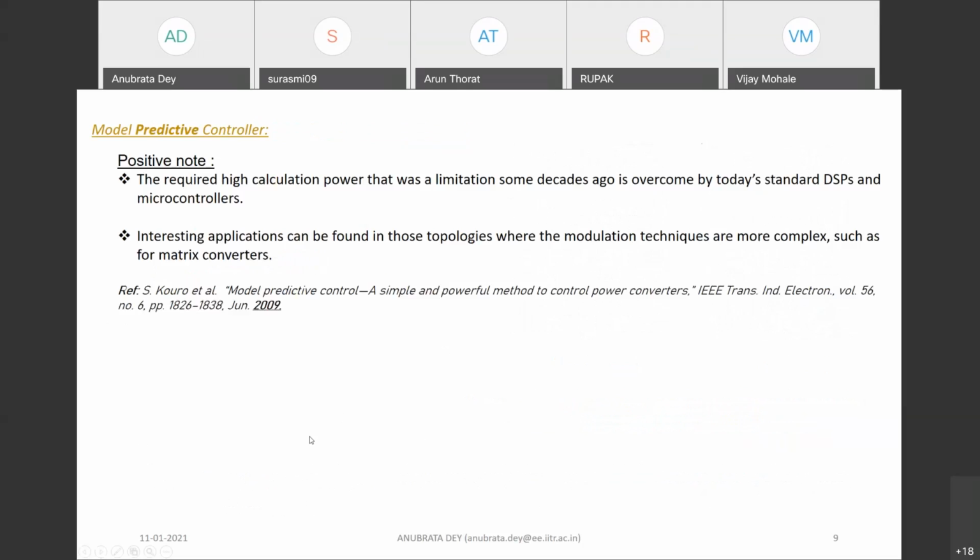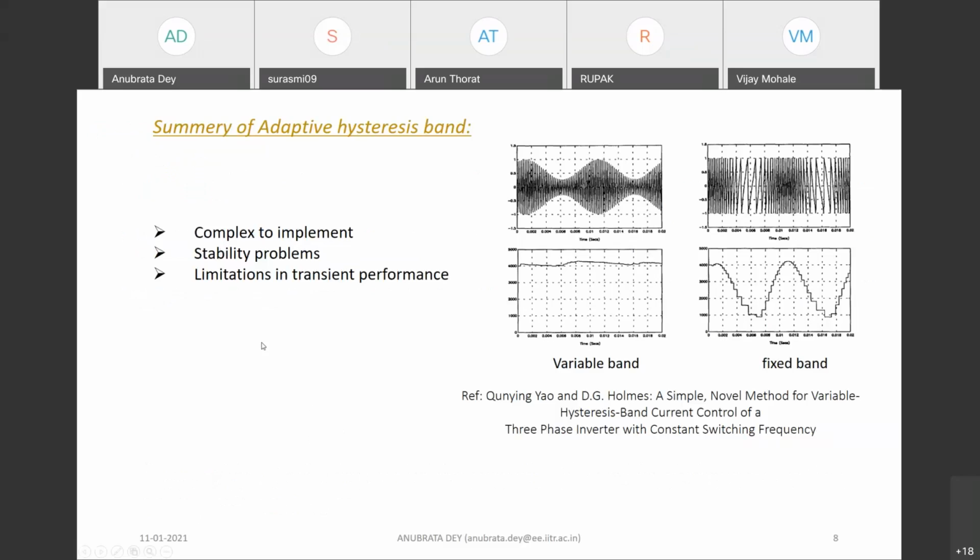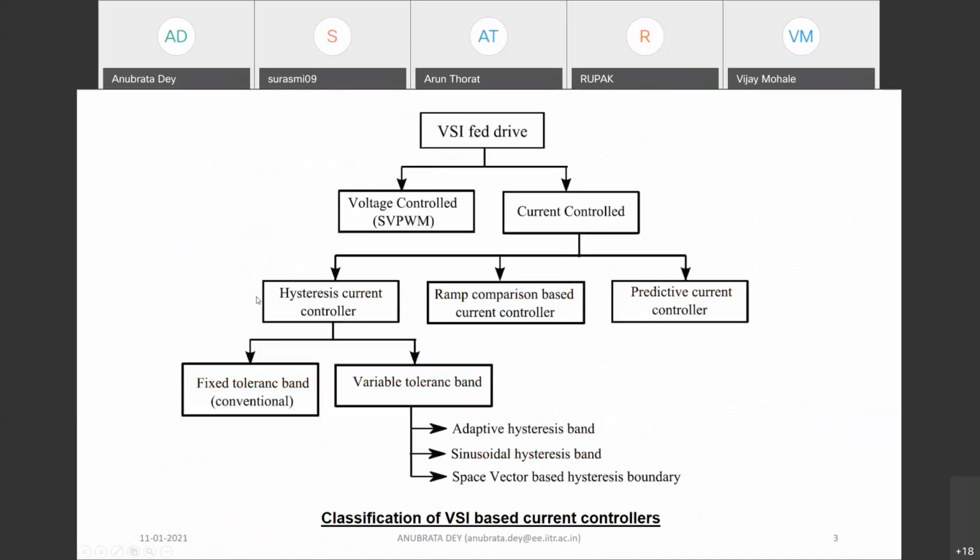Now we are coming to model predictive control. Nowadays people are using model predictive control a lot. If you look, many research papers are available, and there is a reason why it has become so popular. Generally, if you want to work with the previous controllers, these three types of controllers, they have a problem.